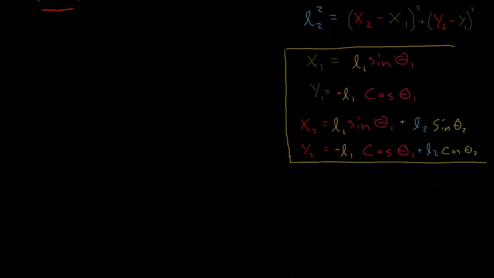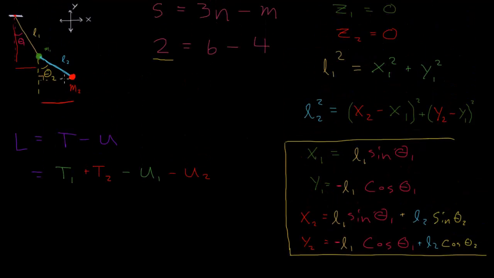All right. So the Lagrangian, L equals T minus U. Or we could say that it equals T1 plus T2 minus U1 minus U2. Right, so we can write down a term based on each of these pendulum bobs, or each of these objects or points separately.